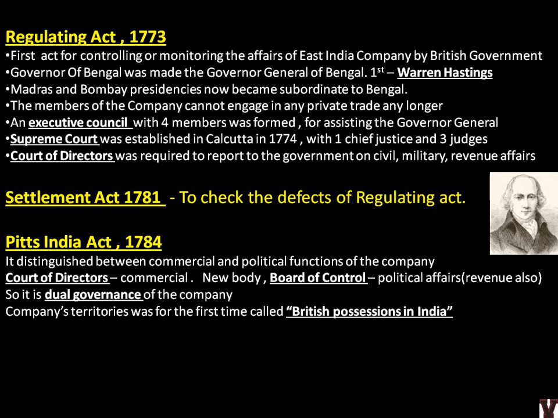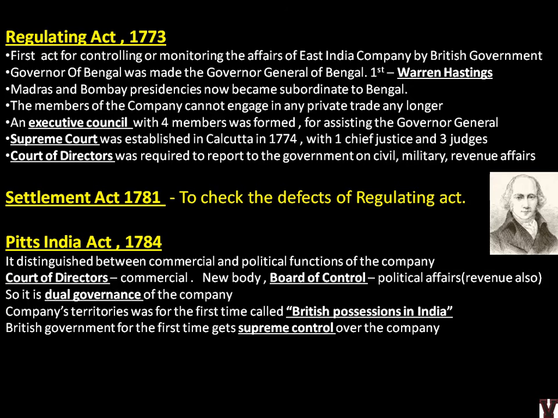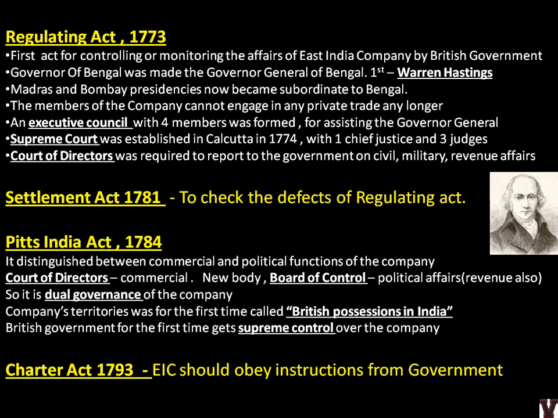So UPSC will pick these kind of statements only. Under which act were the company's territories for the first time called British possessions in India? So you should know it is the Pitt India Act 1784. The British government for the first time gets supreme control over the company. Also there is a small act, the Charter Act 1793, where the East India Company was asked to obey strictly all the instructions from the government.